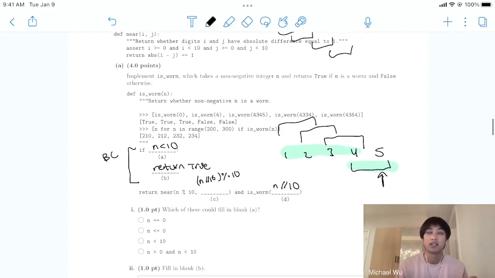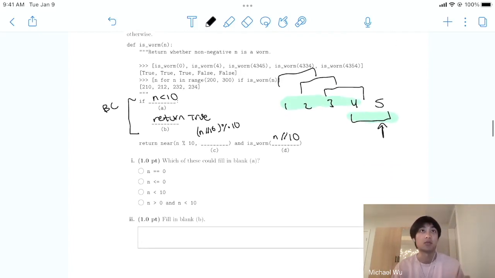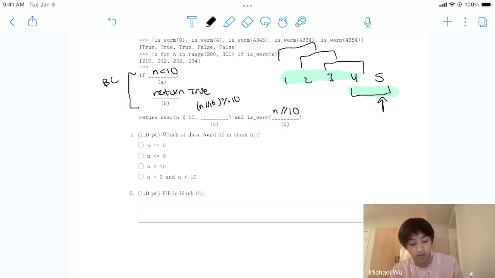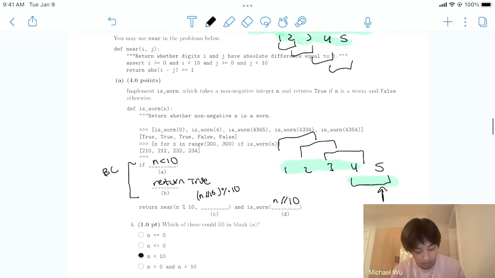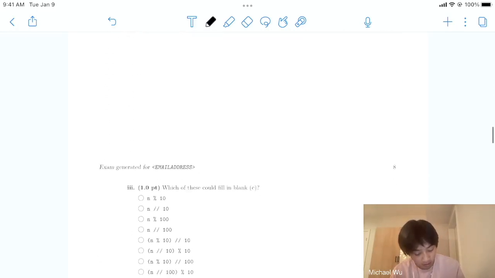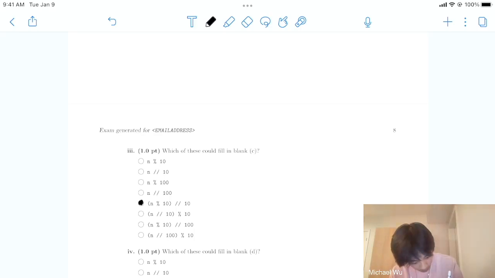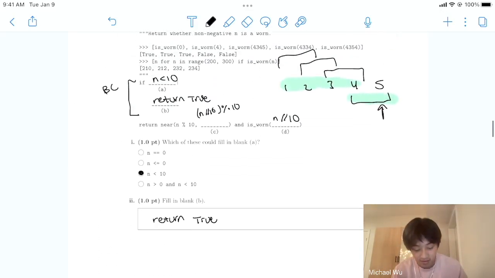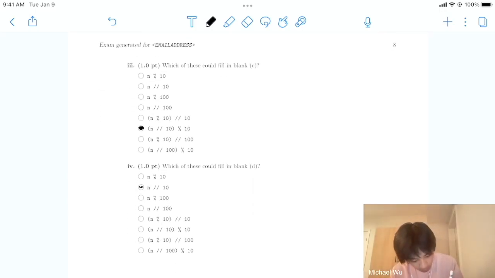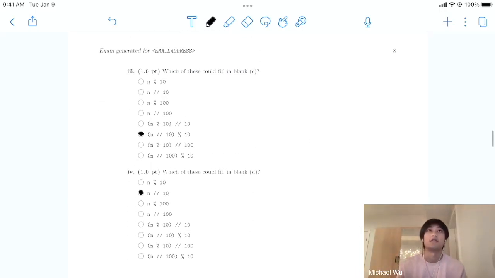Just as a quick sanity check, let's make sure that what we've written is actually an option for all of these multiple choices. So our first blank, if n is less than 10, and yep, it looks like that's an option here, so I'm just going to fill that out. B is just fill in the blank, so I'll write return true. C, well, we wrote n floor divided by 10 mod 10, which is an option right here. Oh, wait, that's not it. This one. Okay. And then for the last digit, we did n floor divided by 10, which is right here. Perfect. So that was problem 2a.